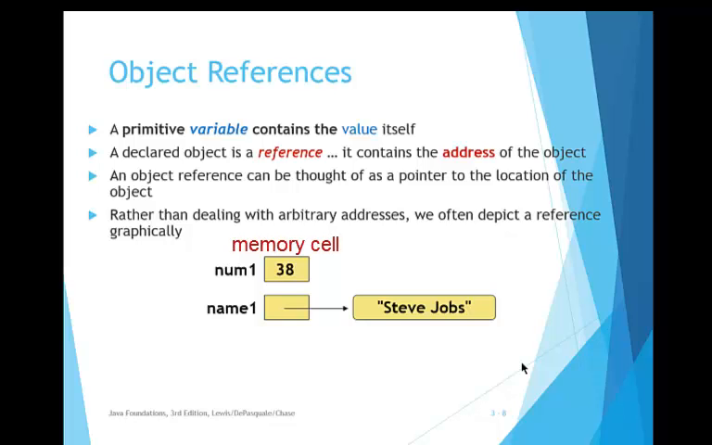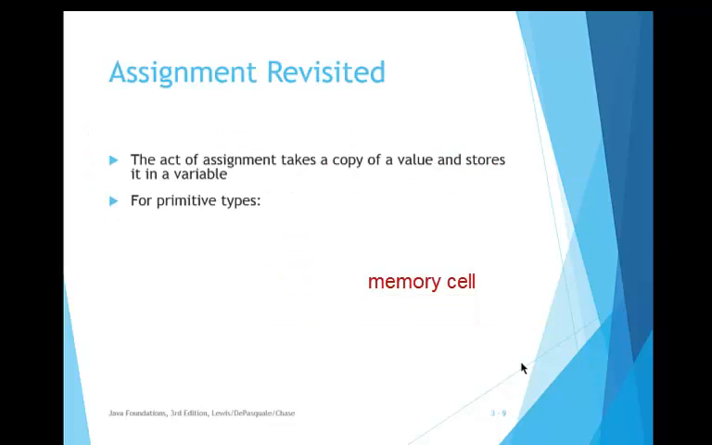Num1 is a primitive and holds value 38. Name1 is an object reference. And so what's contained in its memory cell is the address of the actual string, which contains Steve Jobs. Note the string Steve Jobs is located somewhere else in memory.